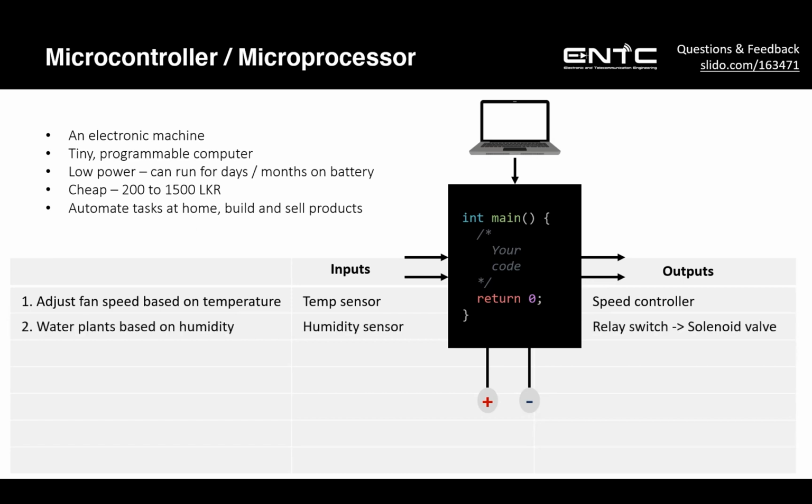Similarly, you can water plants in your garden based on how wet the soil is. If the soil is dry, then you start pouring water. How do you know that? For that, you use a humidity sensor as the input, and the output can be connected to a relay switch, which controls the solenoid valve. You can also build a simple system to fill your water tank automatically based on the water level. If your water tank is empty, your motor will start and automatically fill it.